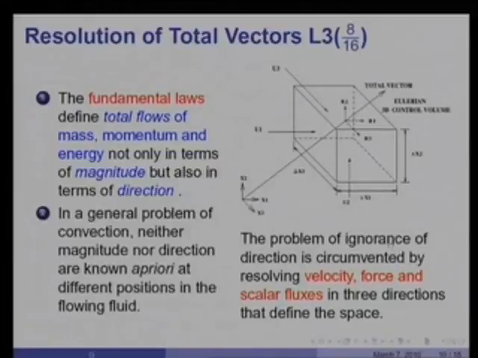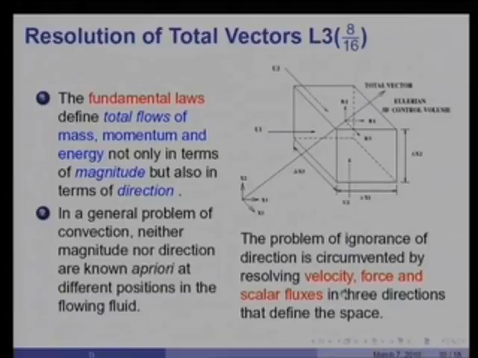We say the problem of ignorance of direction is circumvented by resolving the total vector in three directions, x1, x2 and x3, as I have shown here. So, the total velocity vector u would be resolved in terms of velocity vector u1 in the direction x1, u2 in the direction x2 and u3 in the direction x3. Same thing would apply to forces, same thing would apply to all other fluxes like heat flux and mass flux. So, we should always resolve all the vector quantities in three directions that define the space.